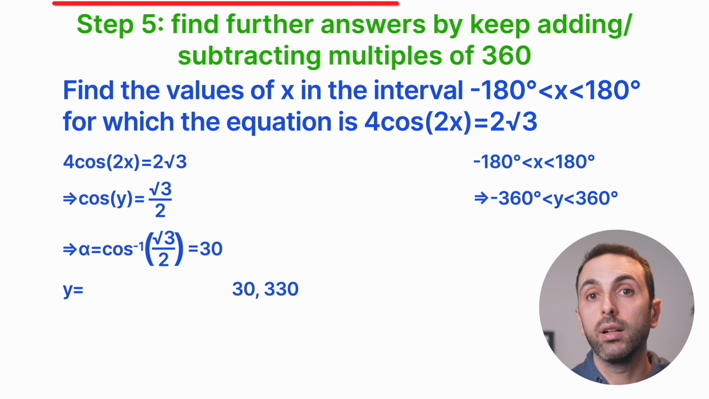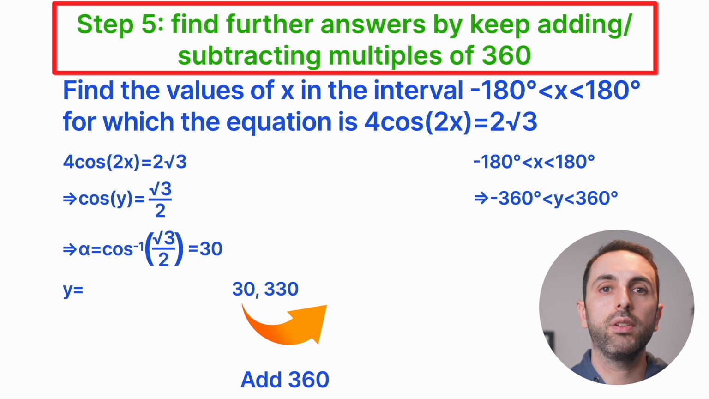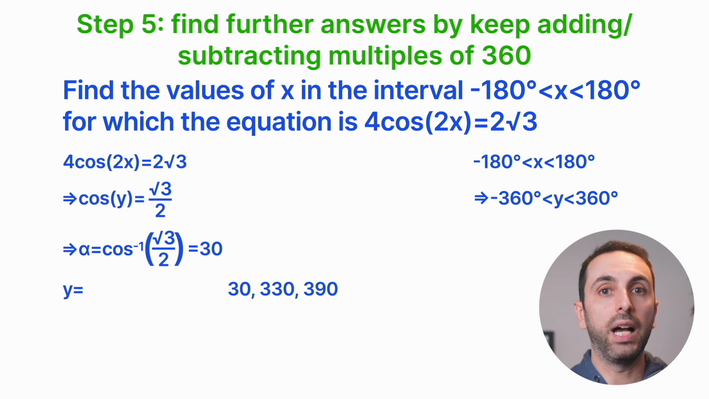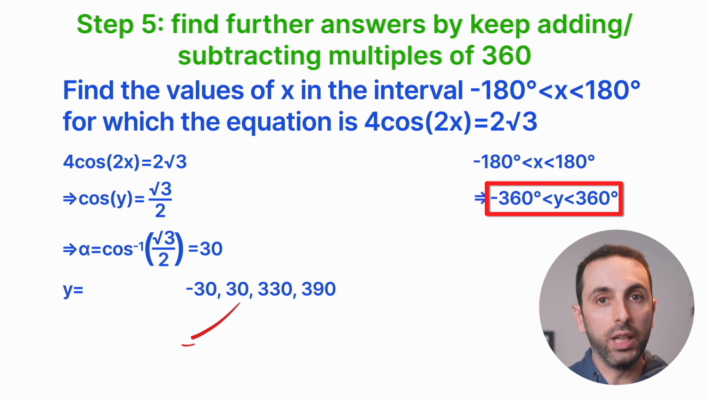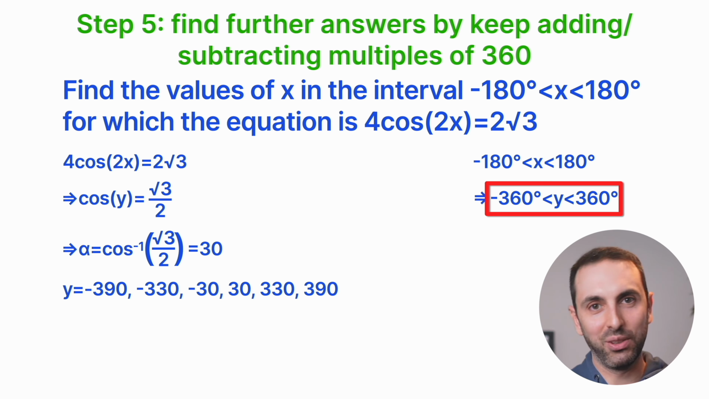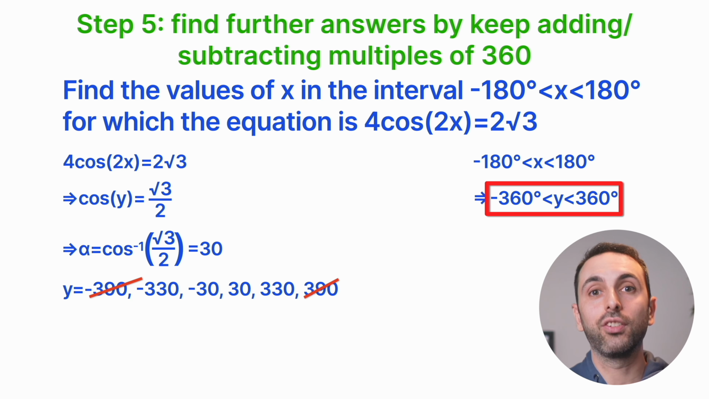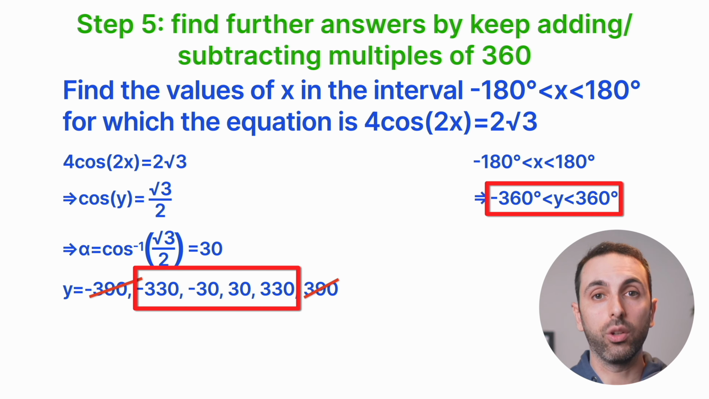Looking at the fifth step, I'm going to just keep adding multiples of 360 to each of the values in our pair over and again until we find a value outside our converted bounds. Likewise, I'm going to just keep subtracting multiples of 360 from each value in the pair over and again until we find a value outside the converted bounds. I'm now going to cross out any values that are not inside our converted bounds. Those solutions are all the ones that we need.